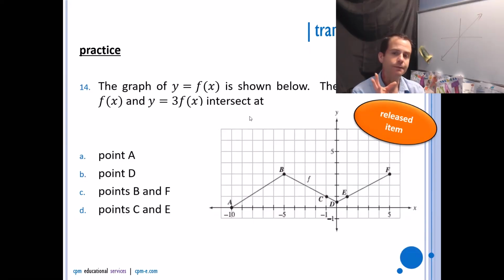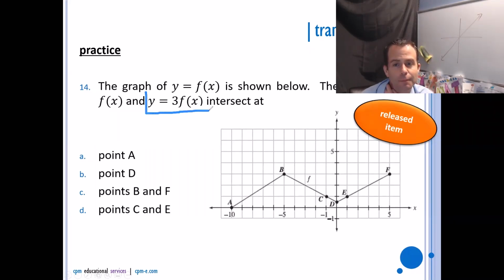Okay, the graph of y equals f of x is shown. The graphs of y equals f of x and y equals 3 f of x intersect at. Well, when we're asking if they intersect, that's a fancy way of saying what's the invariant point. I've done a vertical stretch of 3 there. And so all the points would change, which means you really probably shouldn't intersect unless you were an invariant point.